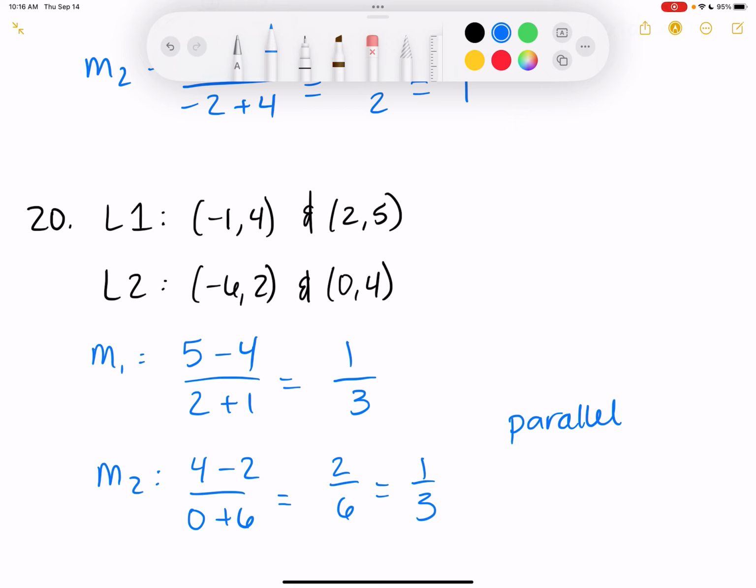Now, if they don't have the same slope or they don't have the opposite reciprocal, what is the only other option? They're not parallel or perpendicular. What are they? Neither. So if you were to do a problem and they come out, let's say you had positive 1/3 and negative 1/3, those would be neither. Okay, if it came out that way.